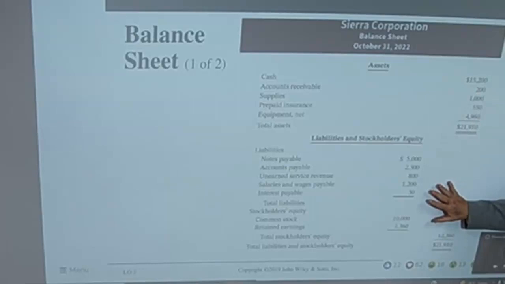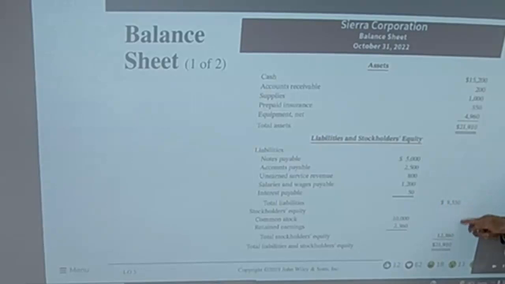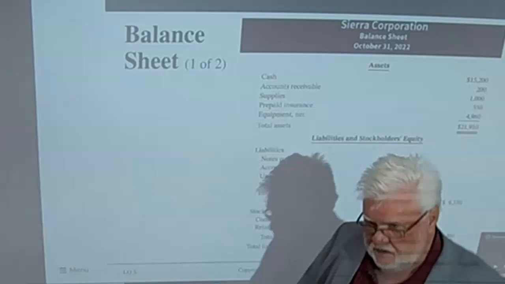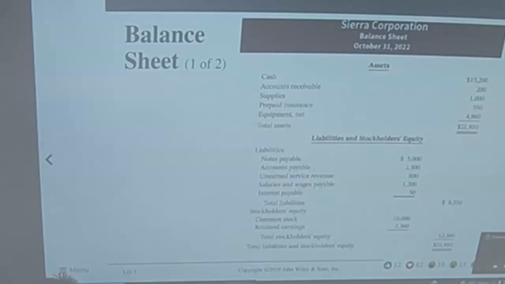Liabilities are almost half, a little, not quite half, of the shareholders' equity. But liabilities plus shareholders' equity have to add up to the balance sheet. Any questions? Okay, let's see what we got.